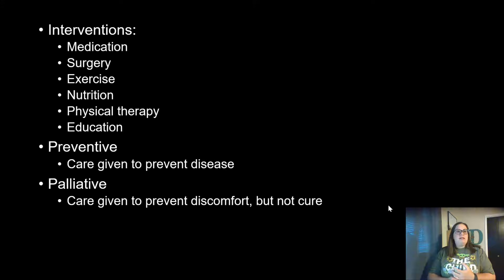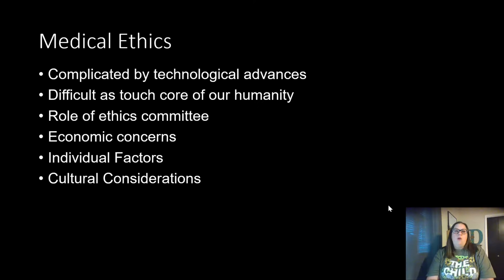We see some of these are going to also be palliative. Palliative is where care is given to prevent discomfort, but there's no cure. When an individual goes on to hospice, when they know that there's nothing else we can really do to help slow down the progression of their disease, palliative care is to help keep the patient comfortable. All right, and so we see that we're just trying to help prevent that discomfort as they go through that end of life process.